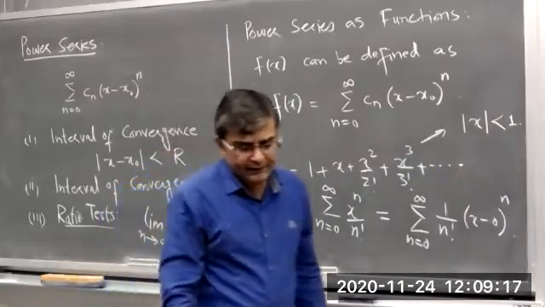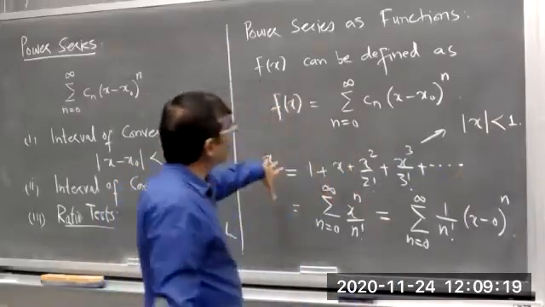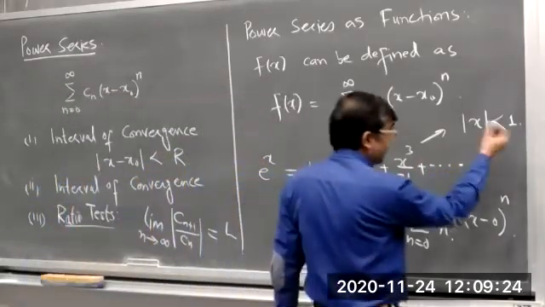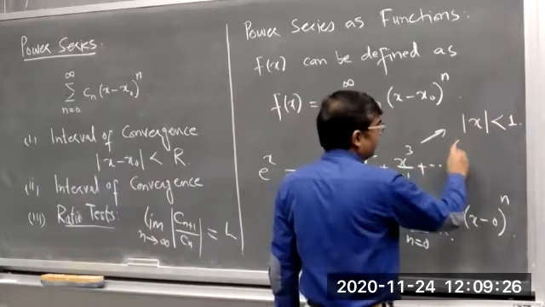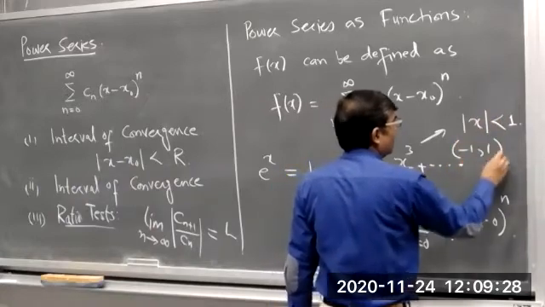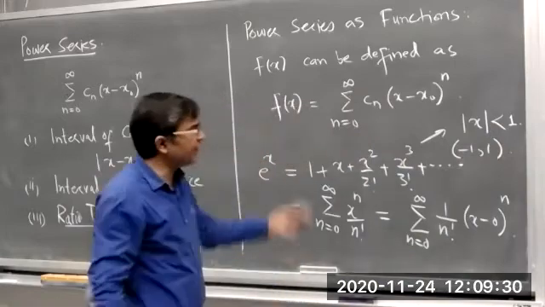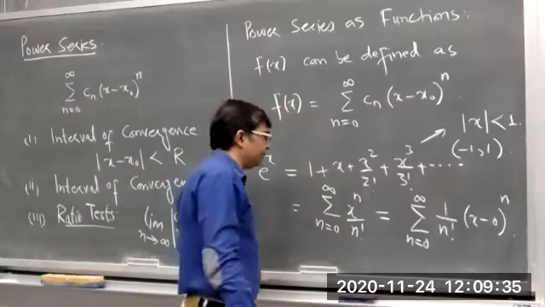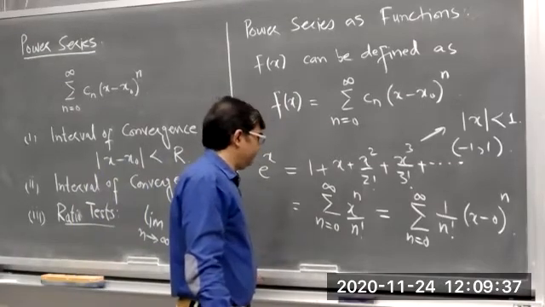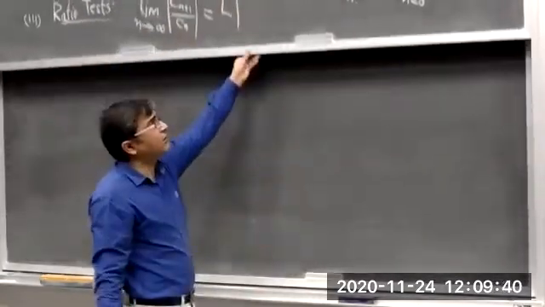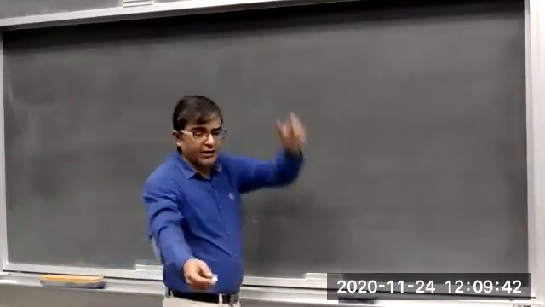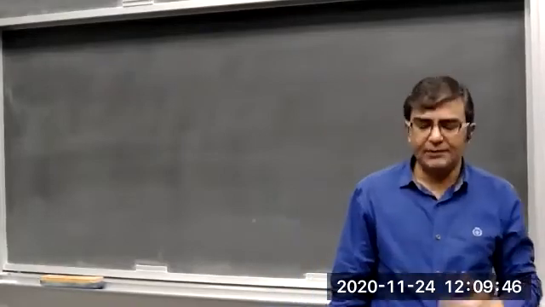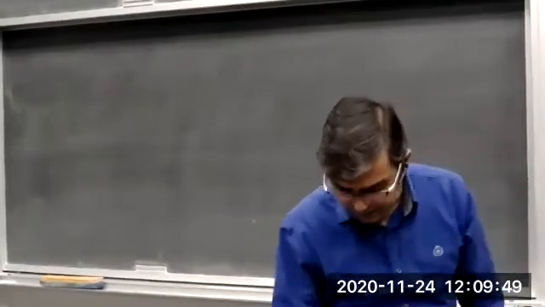Okay. Then the domain of that function is also the interval of convergence. The interval of convergence of this series is what? It is -1 to 1. So this will be the domain of that function, which can be expressed as a power series. There are other examples given in my notes. You can see them. Sin x can be expressed as a power series, cos x, and many other functions.